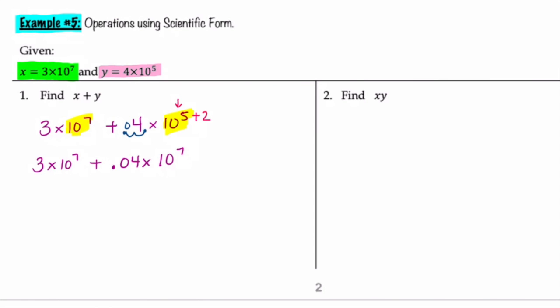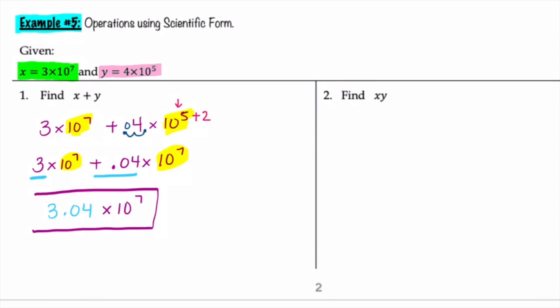So there's my setup now. Now that I have both of these 10 to the 7th power, I can actually go ahead and add my coefficients. And I'm going to leave 10 to the 7th power as is. Since this is already written in scientific notation, I am going to stop there.